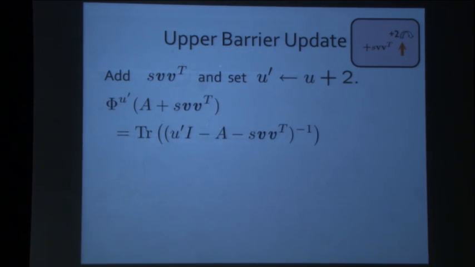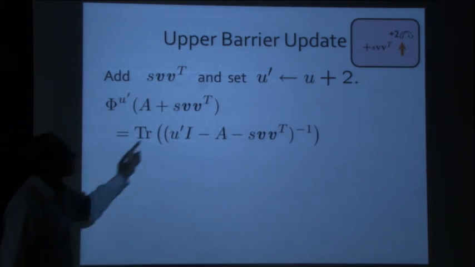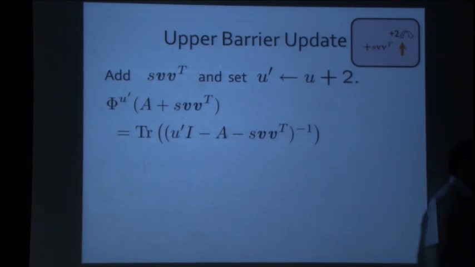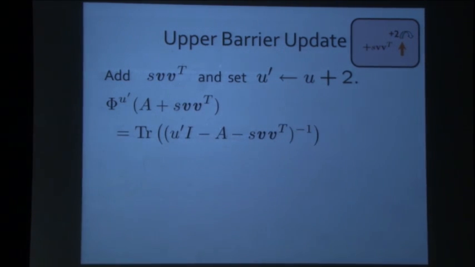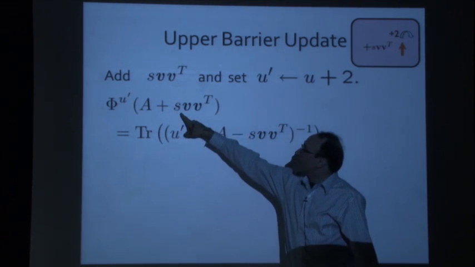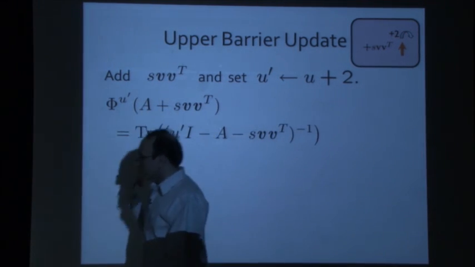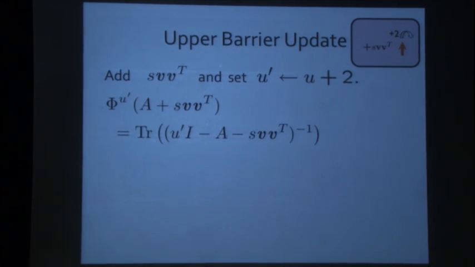So we can understand what I'm going to do. Let me set u prime as my new upper barrier. So it's u plus 2. I'm shifting it by 2. What we need is that after I add the vector times the scaling factor at the new barrier, we need this potential function. We need to be able to control this. So here's an expression for it.